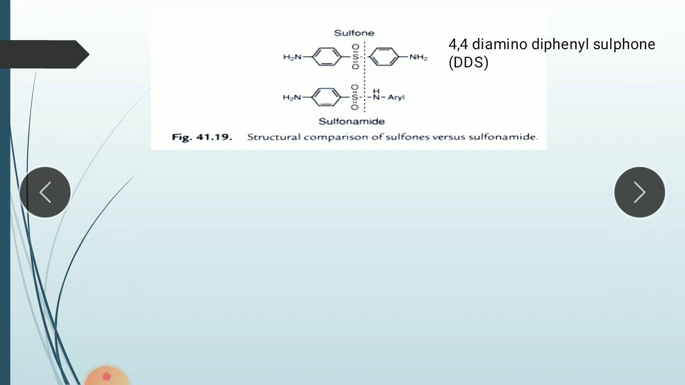Sulfone is a diaryl sulfone and represents the major class of agents used to treat leprosy. The discovery of sulfone came with the SAR study of sulfonamide. So here there is a comparison of sulfonamide and sulfone. The chemical name of this sulfone is 4,4-diamino diphenyl sulfone. In short, DDS: D for diamino, D for diphenyl, S for sulfone, and the general name is called dapsone. So dapsone is called DDS.